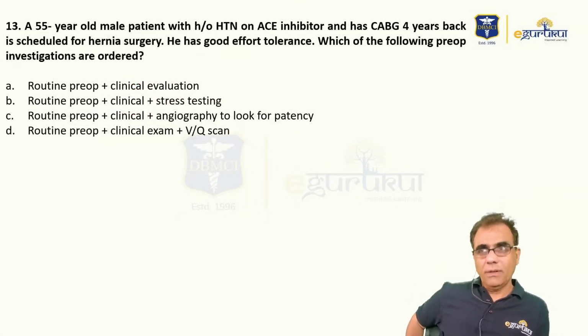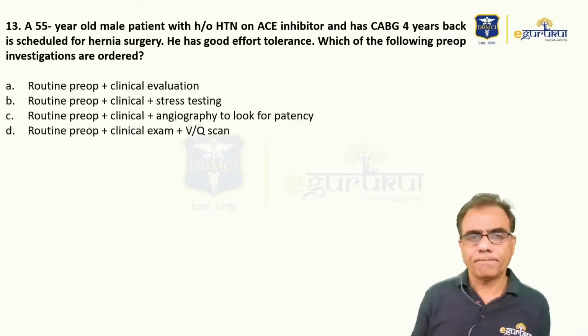Question number 13. A 55-year-old male patient with history of hypertension on ACE inhibitors and has had CABG 4 years back is scheduled for hernia surgery. He has good effort tolerance. Which of the following pre-op investigations are ordered? Routine pre-op clinical evaluation, routine pre-op plus clinical evaluation plus stress testing, routine pre-op plus clinical evaluation plus angiography to look for patency, routine pre-op plus clinical plus VQ scan.